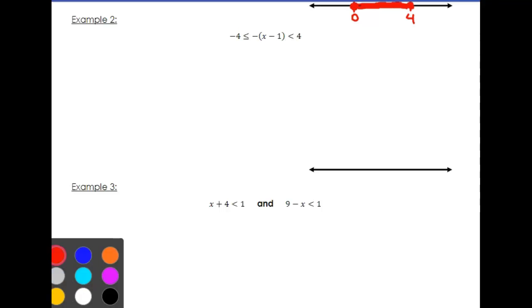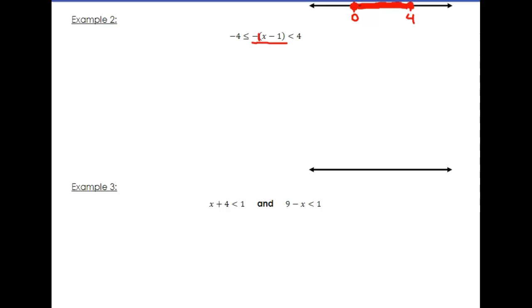Example 2. Also a compound inequality because I see two inequalities. I notice that the inside has a negative, it's really like a -1 times this. So to undo the multiplication times -1, I need to divide by -1. What I do to one part, I do to all parts. So now this negative is gone.